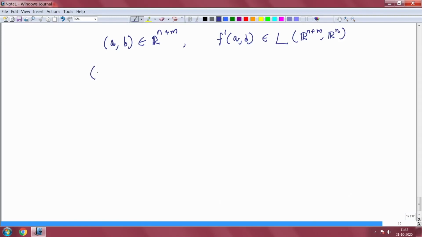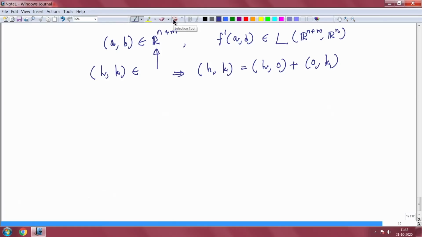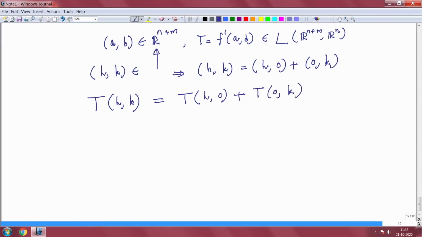So, let us look at a point (h, k). (h, k) belongs to R^(n plus m), which I can write as (h, k) equal to (h, 0) plus (0, k). These are the operations in R^(n plus m). Okay. So, h is in R^n and k is in R^m. So, let us look at my linear map, which I call T for convenience, my derivative. T will act on (h, k) and T is linear, so I can separate it: T at (h, 0) plus T at (0, k). Okay. I can write it like that.